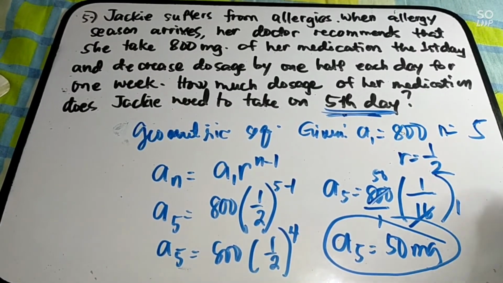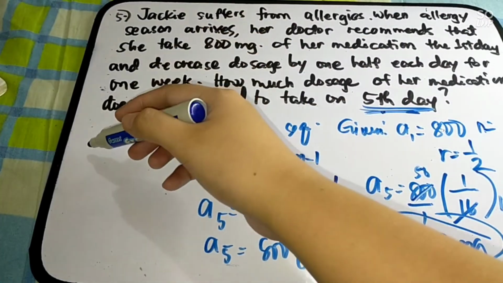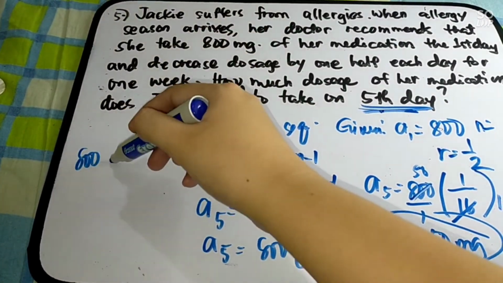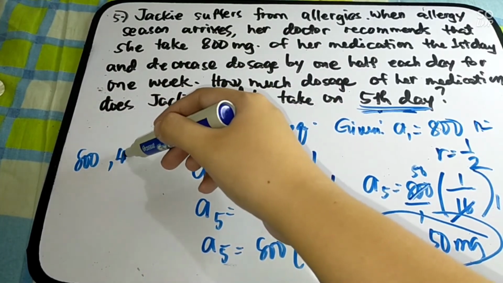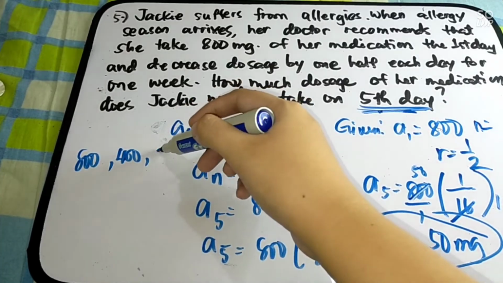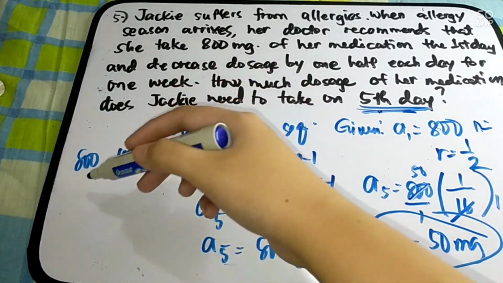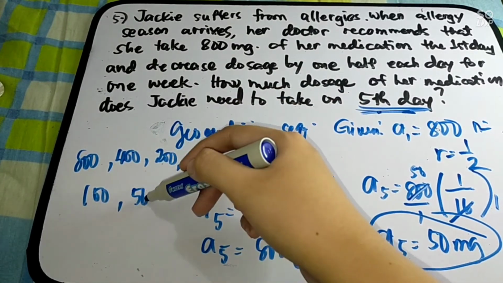That is it. Okay? So, paano pag mano-mano? Let us check. Diba sa unang take niya, we have here 800. Tapos, babawasan mo ng kalahati. So, 800 magiging 400. Tapos, babawasan mo ulit ng kalahati, it becomes 200. Bawasan ulit ng kalahati, it becomes 100. At bawasan mo ulit ng kalahati, it becomes 50.